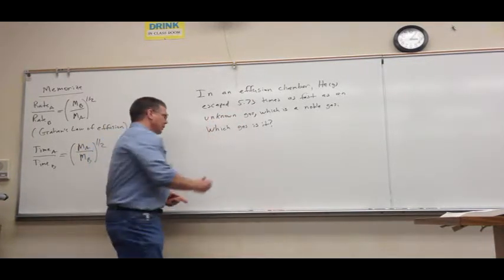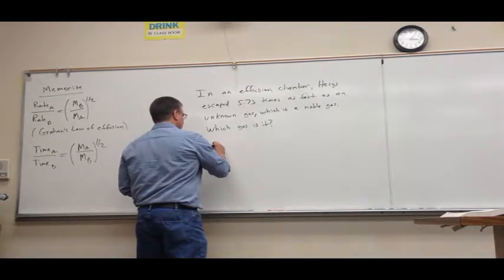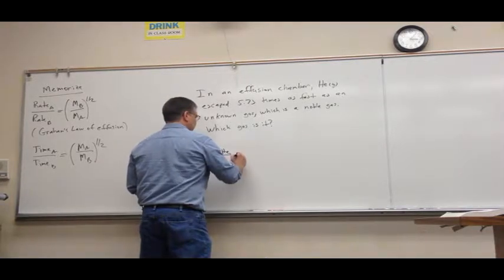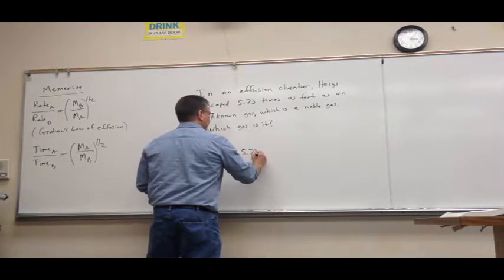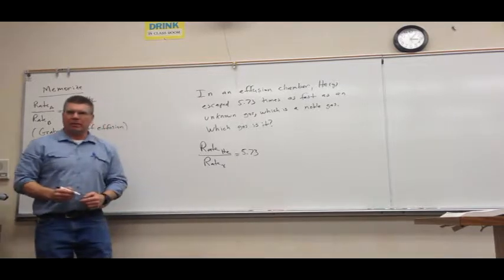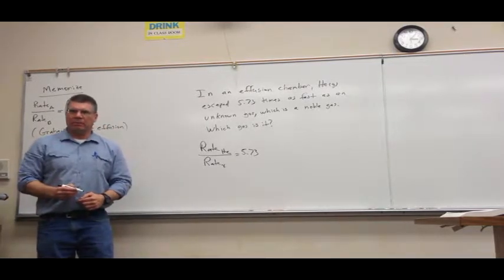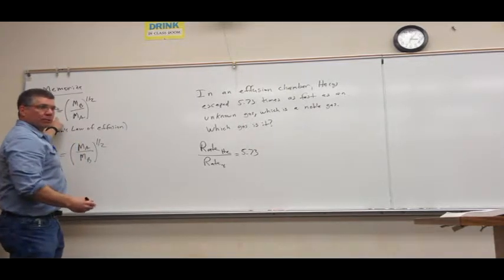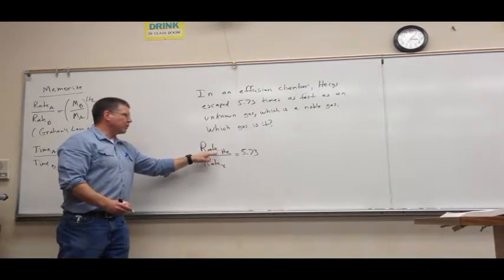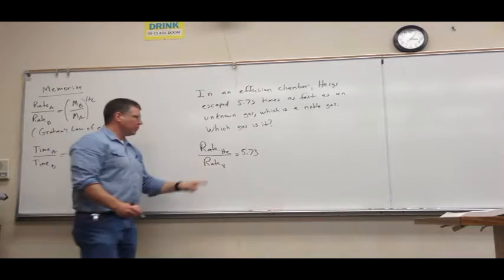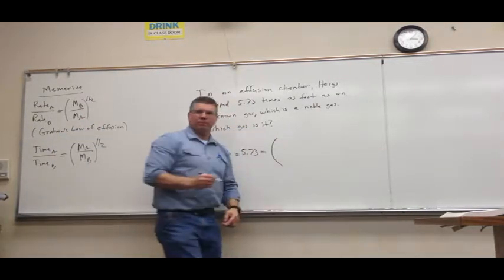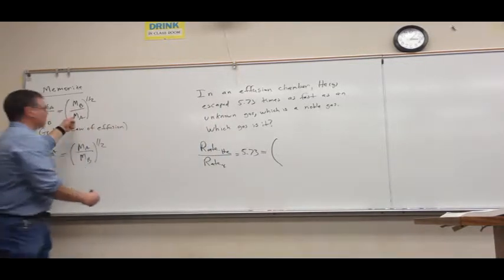What this is saying is that the rate of helium over the rate of X is equal to 5.73. You see that's what that's saying? So it's a relative rate. Here, this is helium on top, this is the unknown on the bottom. So now we can set this up. Which one goes on the top over here? It's the molar masses, right?